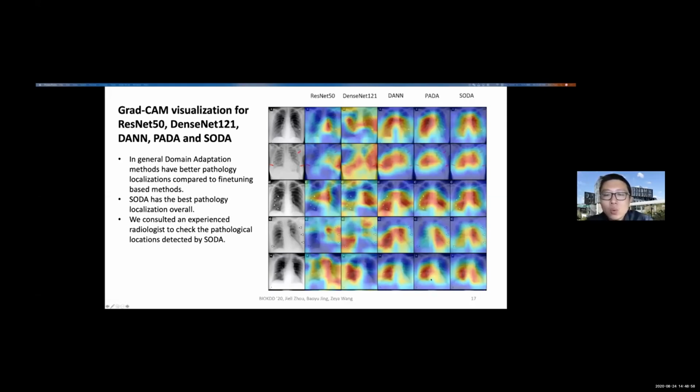In addition, we consulted an experienced radiologist from Wuxi People's Hospital in China and received initial positive feedback on the pathological locations as found by SODA.